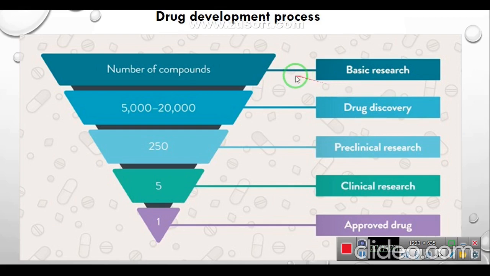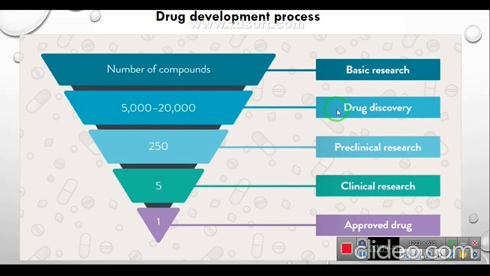There are various stages of developing a drug. Number one is the basic research, which includes thousands of compounds. From those thousands of compounds, we screen these compounds into 5,000 to 20,000. That comes under drug discovery. In drug discovery, the target identification and validation, hit identification and validation, and hit to lead optimization is done. And from the lead optimization, it takes to candidate selection.